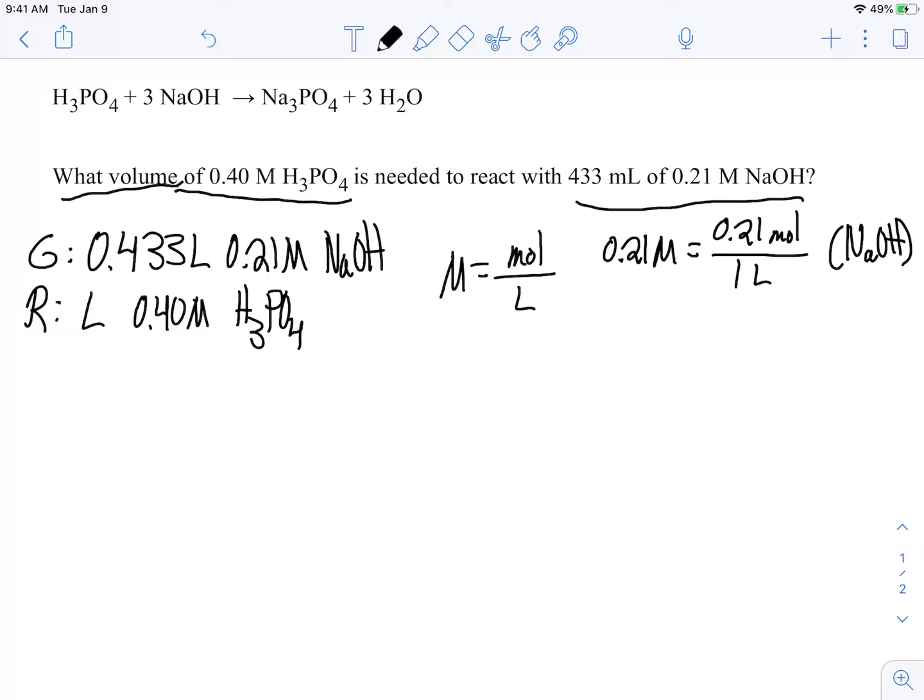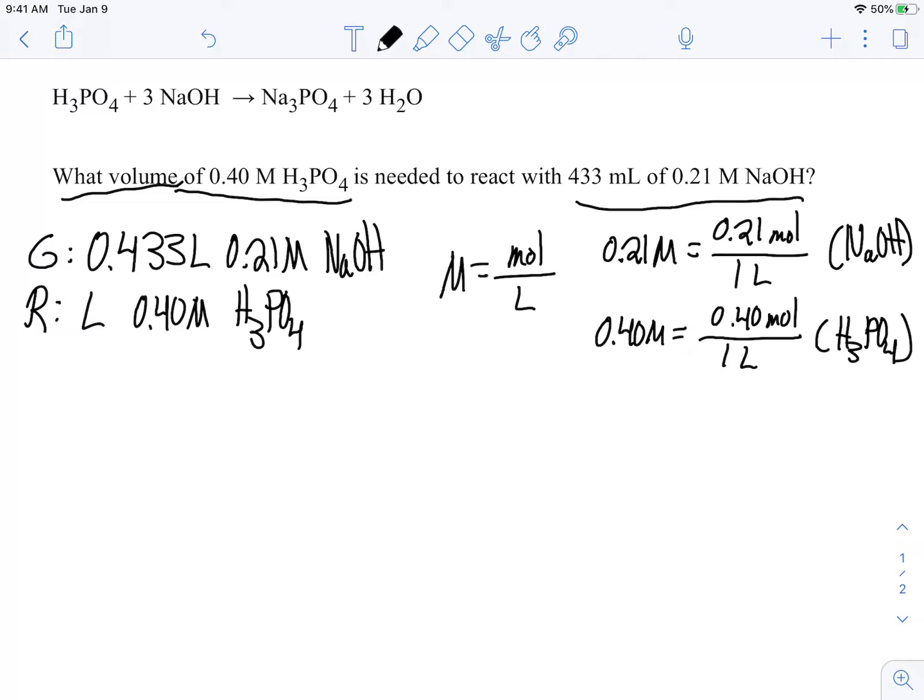Now, for the required, we have 0.4 molar H3PO4. I'm going to rewrite that as 0.40 moles over 1 liter, and this is for H3PO4. Notice in both cases, the volume ends up being 1 liter on the bottom. That's okay, that's going to be opposite of moles. So this is something new, breaking up molarities, and that's going to come into play in our solution stoich.